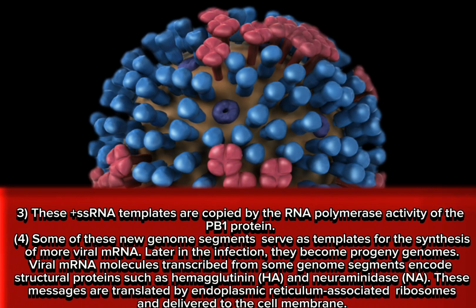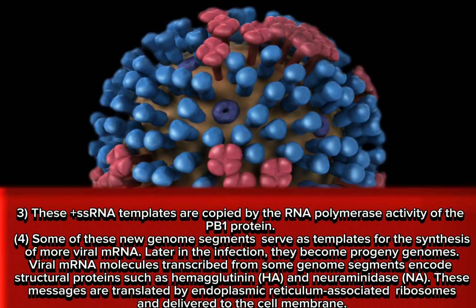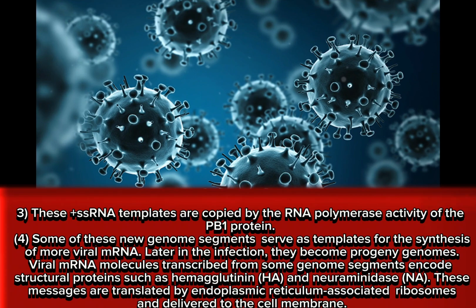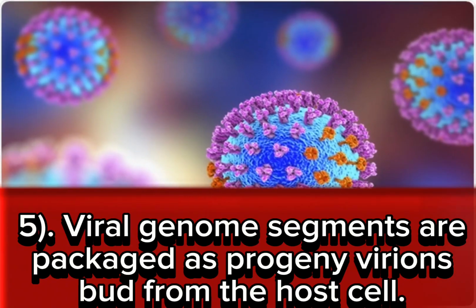4. Viral mRNA molecules transcribed from some genome segments encode structural proteins such as hemagglutinin (H) and neuraminidase (NA). These messages are translated by endoplasmic reticulum-associated ribosomes and delivered to the cell membrane. 5. Viral genome segments are packaged as progeny virions budded from the host cell.